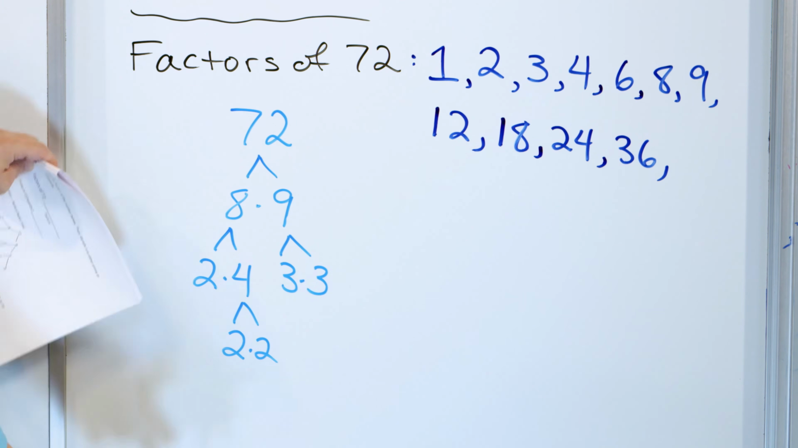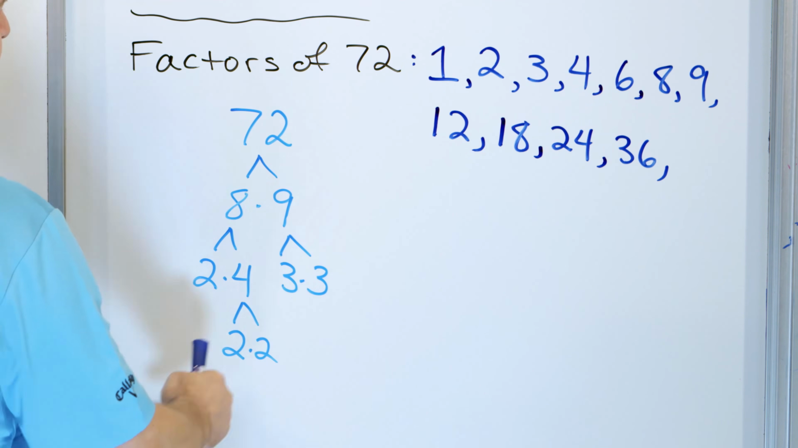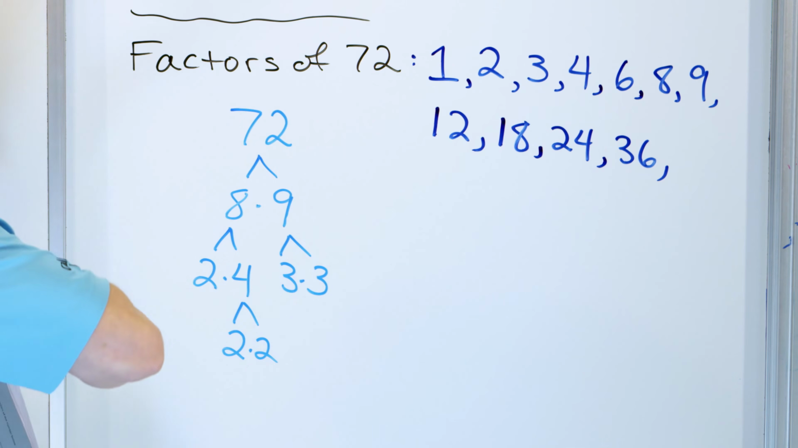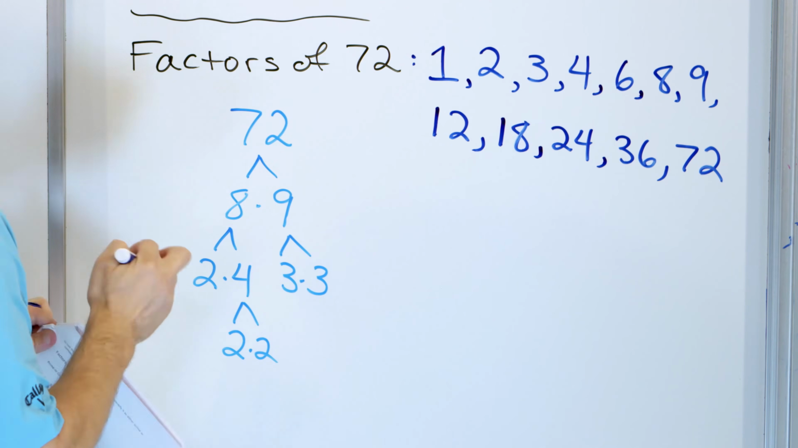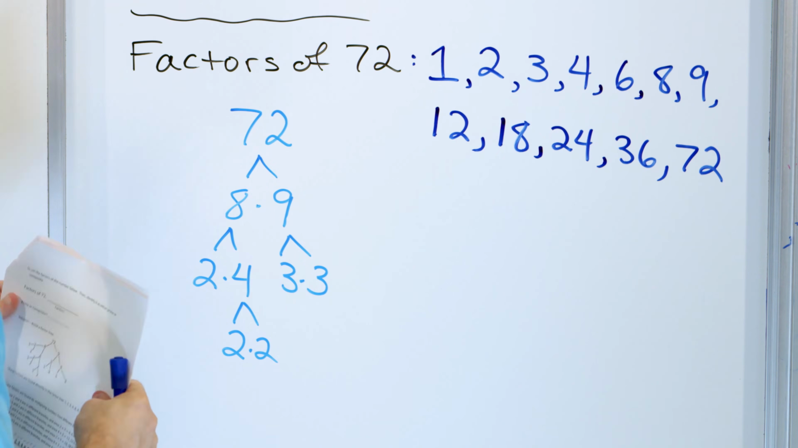There's no other way to cross multiply it. I've cross multiplied everything and I've written everything down. So the only other number remaining is just 72, the number itself, 8 times 9 being 72. So again, one more time from the top.